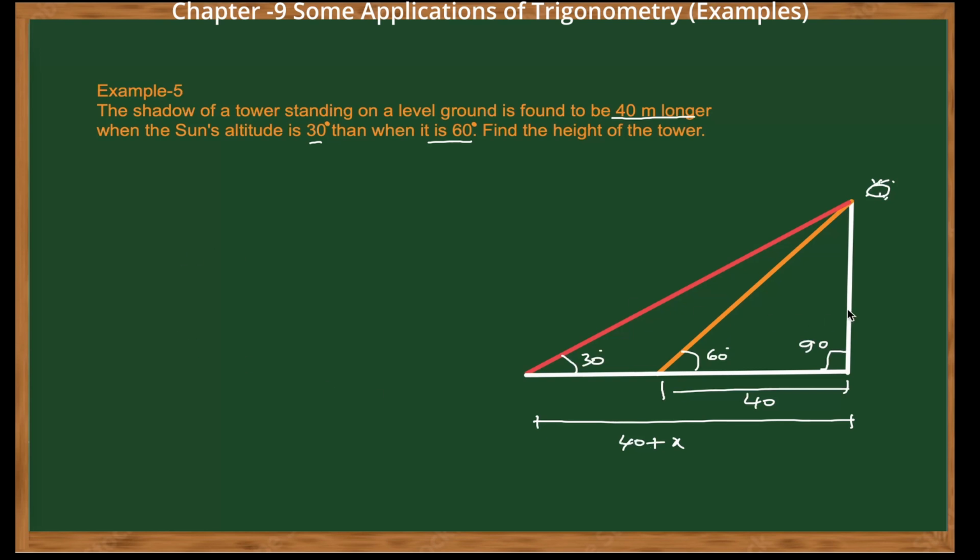Now we have the triangles. By solving these triangles with trigonometric ratios, we'll get the value of this x. We need to find the height of the tower. Okay, let me take a line better.